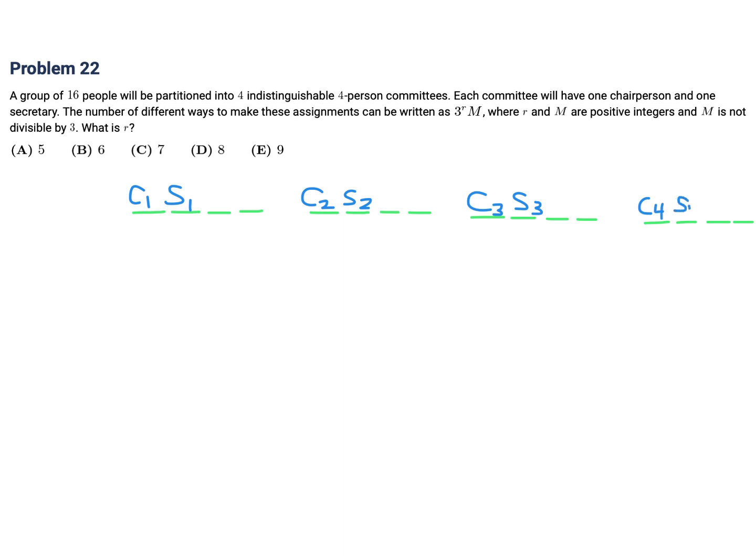And then the other 2, I guess. Okay, what do I do now? Well, from the 16 people, you choose 4 to make that committee. Then you have only 12 people left over, and you choose 4 to make the next committee. Then you have only 8 people left over, and you choose 4 to make that committee. And finally, you have 4 people left over, and you choose those 4 to make the final committee.